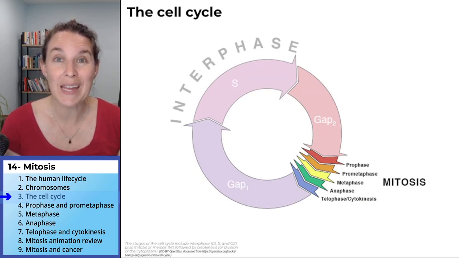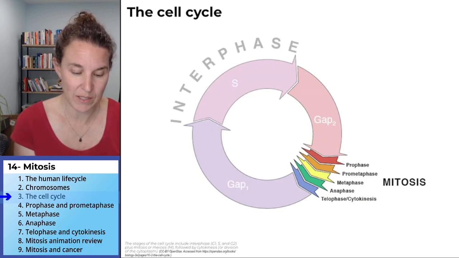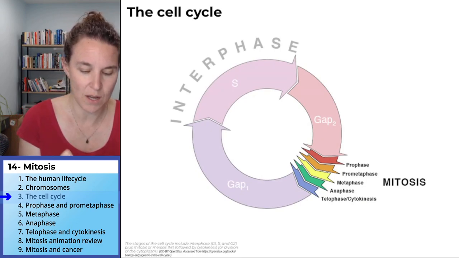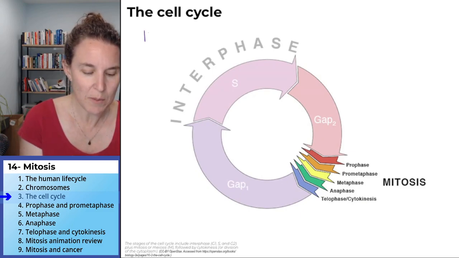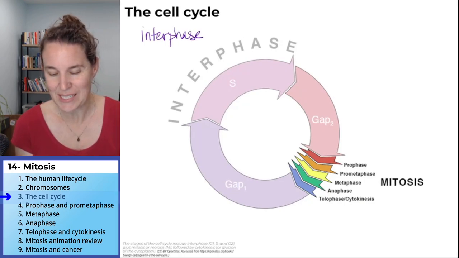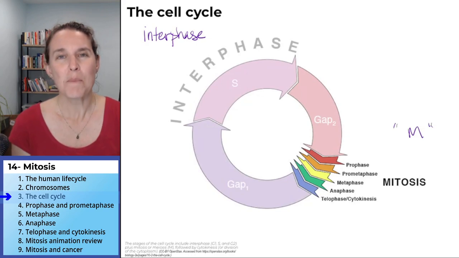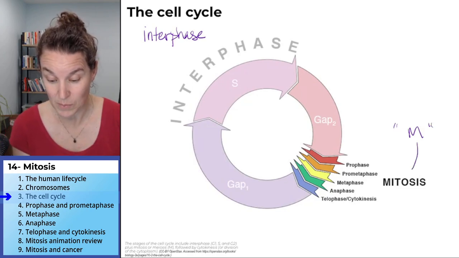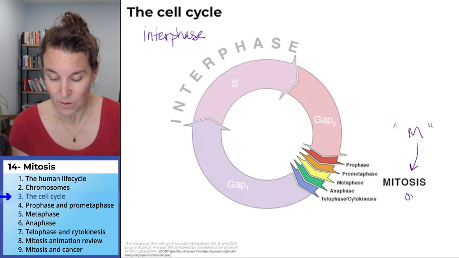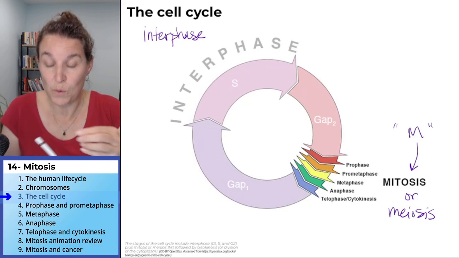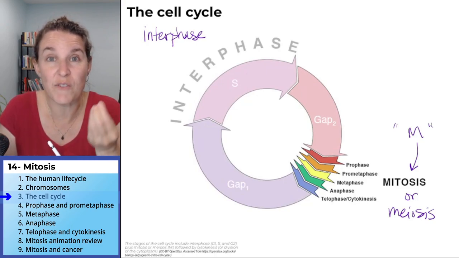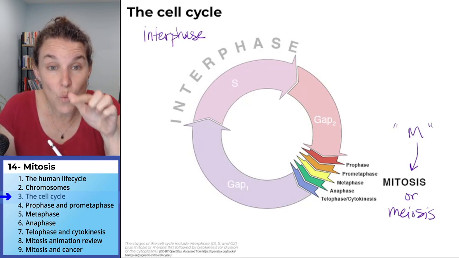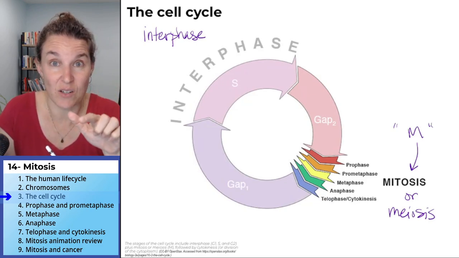There are two main parts. The main parts of the cell cycle are, I'm going to write this out even though it's on this little diagram that I have here. The two main parts are interphase and M. I'm saying M because that's nuclear division, and it can be mitosis or meiosis. All cells, if you grabbed some of your cells, every single one is in one part of the cell cycle.